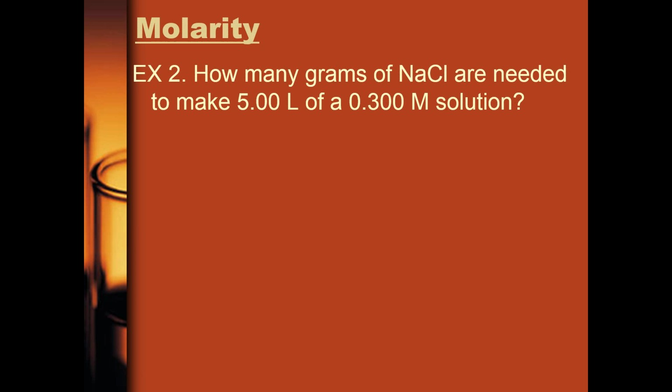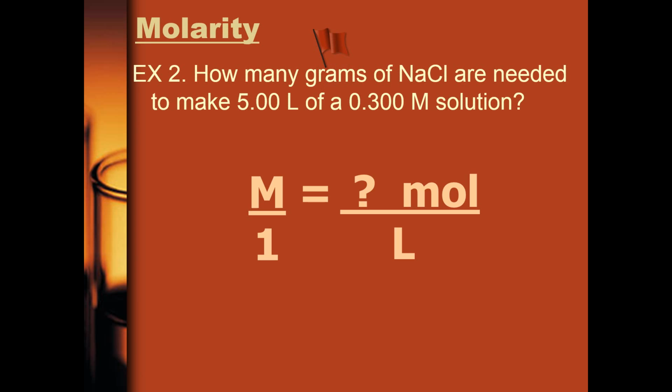Next problem, how many grams of NaCl are needed to make 5.00 liters of a 0.3 molar solution? With this problem, red flag, we see grams. And with grams, we are going to need to do some side work. But what we need to do first is use our molarity formula. Here's our molarity formula, and I have it set over big M over 1 equals moles over liters.